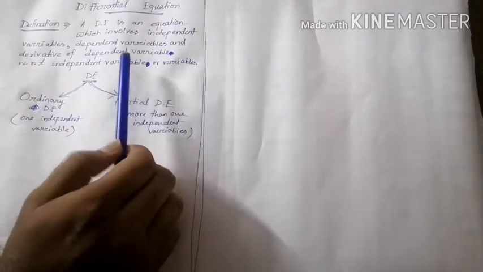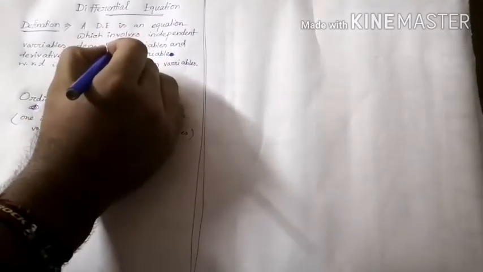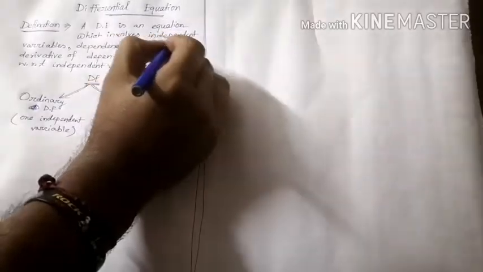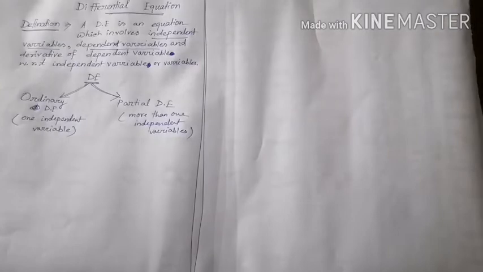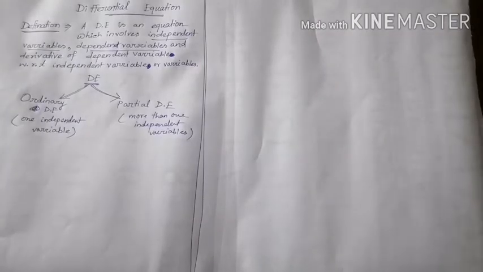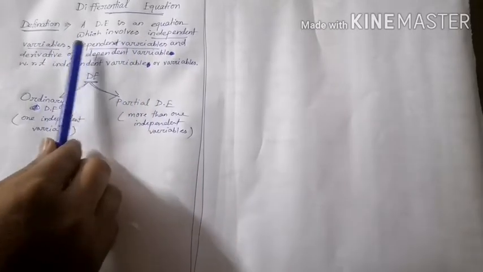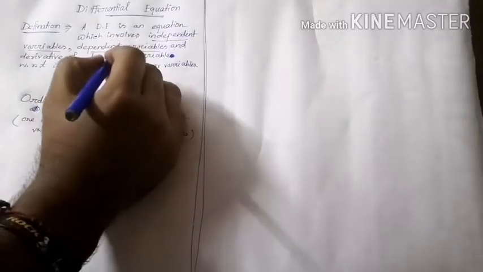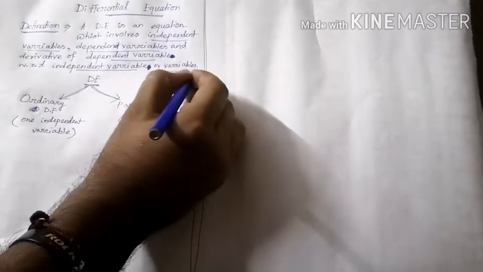Now in the definition we get independent variables and dependent variables, these are the new terms. So once again I will repeat the definition. A differential equation is an equation which involves independent variables, dependent variables and derivatives of dependent variables with respect to independent variable or variables.